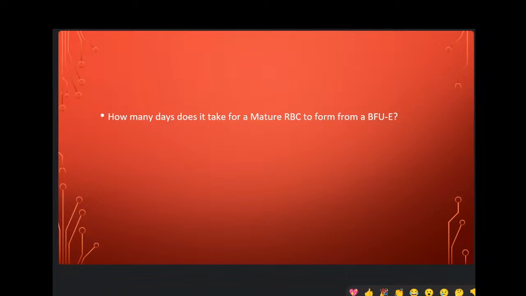Parang committed pa lang siya na, ay, okay, I know I'm going to be an RBC but I'm not yet there, 'di ba? Parang committed pa lang siya. Multipotent pa siya, hindi na kasi committed na siya eh. Okay? So, BFUE takes about 18 days to 21 days. Okay? 18 days to 21 days. And I think that's about it.